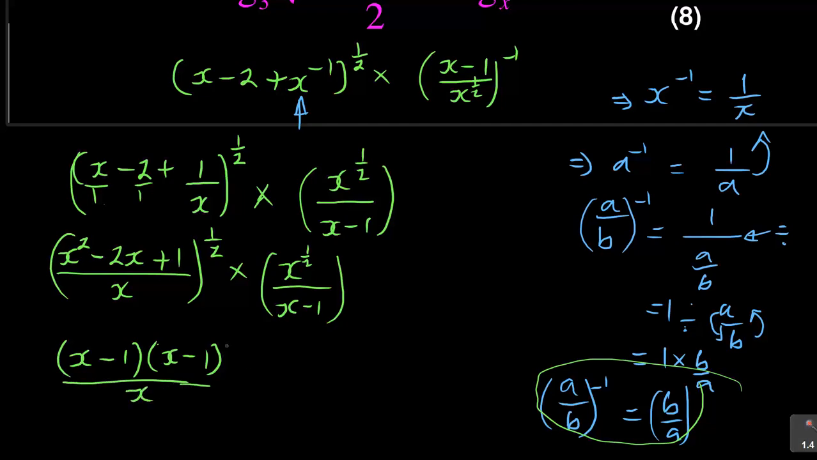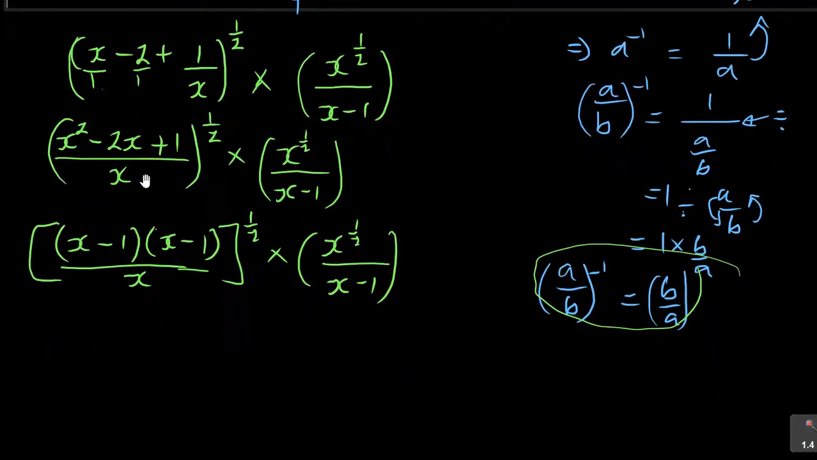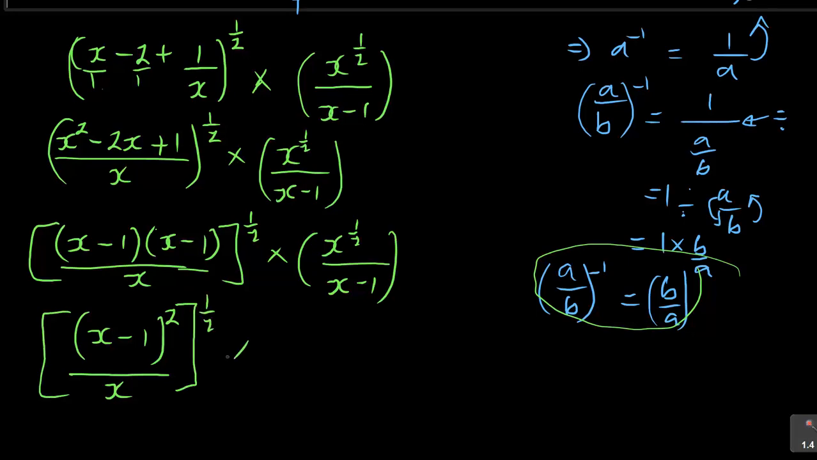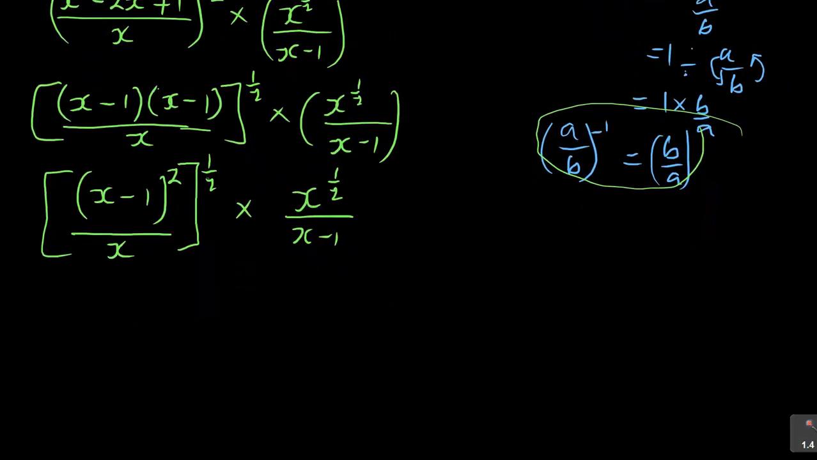Over x, and then remember, we still have our power 1 over 2. This is multiplied by x to the power 1 over 2 over x minus 1. Then you need to write this x minus 1, remember, this is a square over x, but everything is still under power half times x to the power half over x minus 1. And then you can now distribute this power half.